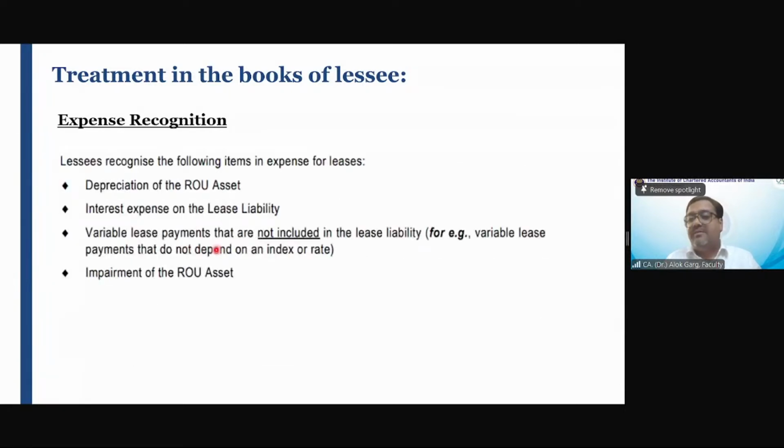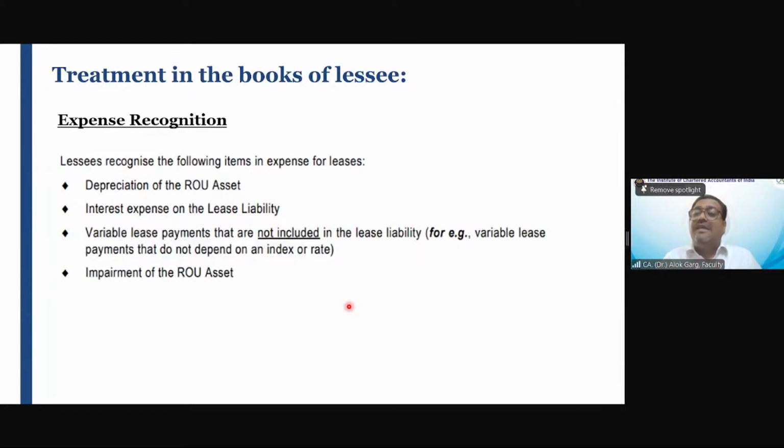This is subsequent measurement. What is your expense? What is your expense recognition in case of Ind AS 116? You need to charge depreciation on ROU asset. You need to charge interest expense on lease liability, and variable lease payment also comes into P&L. Which variable lease payment? कौन सी? Which were not dependent on index and rate. Which are not dependent on index or a rate.